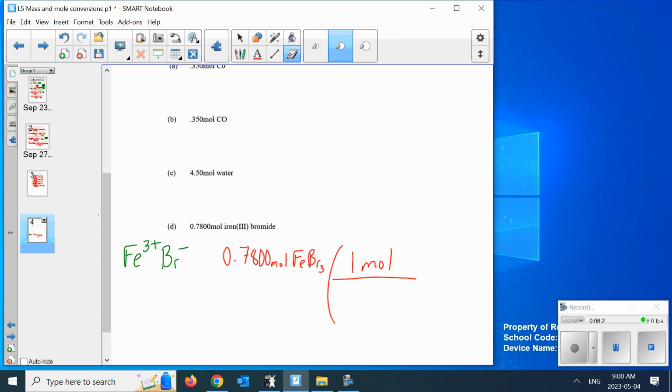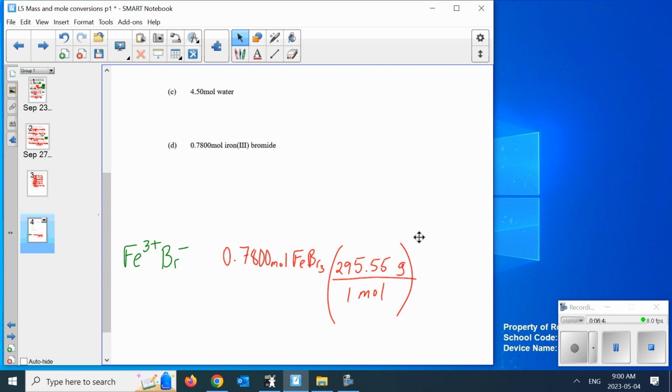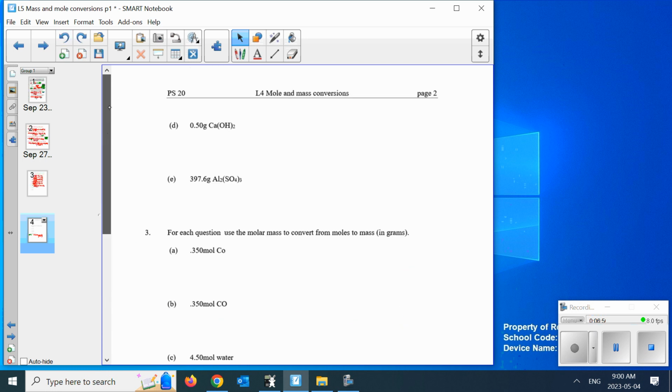Keep that in my head for a second here. Oh, wait, these are the opposite of the other one. We want to keep grams. So grams, 295.5. We have the 1 mole on the bottom. Okay.